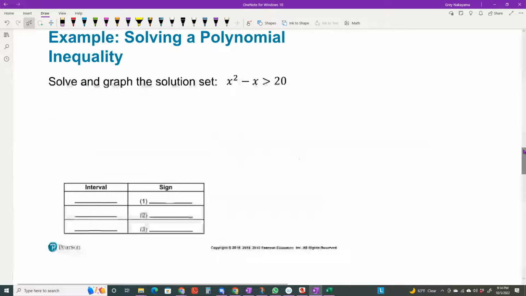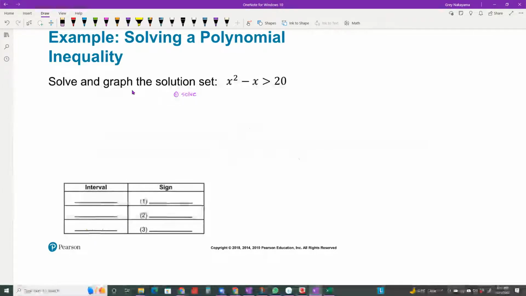So first and foremost, we have solve and graph the solution set x squared minus x is greater than 20. Nope, it's not greater than or equal to, it's just greater than. Okay, so we're going to solve this. Number one, solve the related equation. And I'll tell you why. I actually don't write an equation at this point.